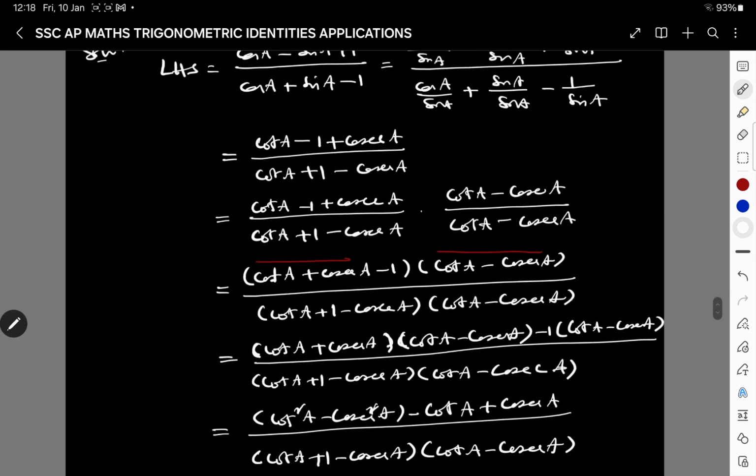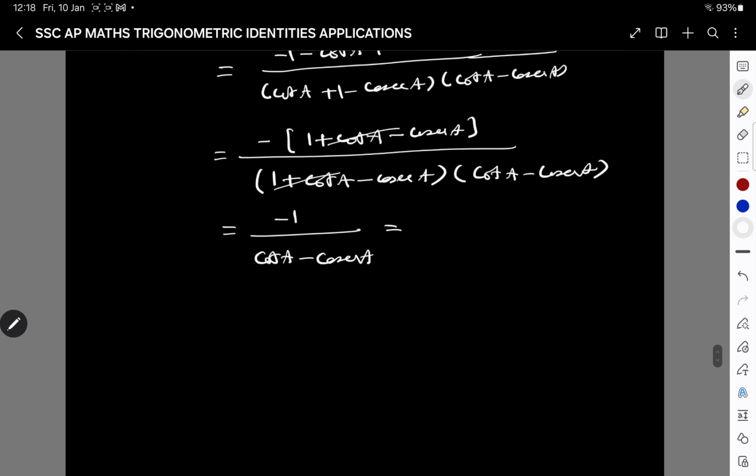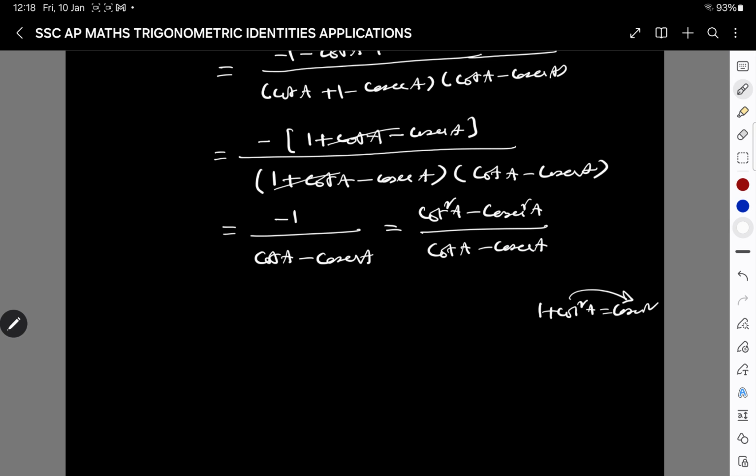What should you prove? You should prove that it is equal to cosecant plus cot. So minus 1 again is written using 1 plus cot square is cosecant square. I'll write it here. 1 plus cot square is equal to cosecant square. So minus 1, how do you get minus 1? Cot square A minus cosecant square A. This is equal to, cot square is taken, it is minus 1. So minus 1 is written like this, by cot A minus cosecant A.